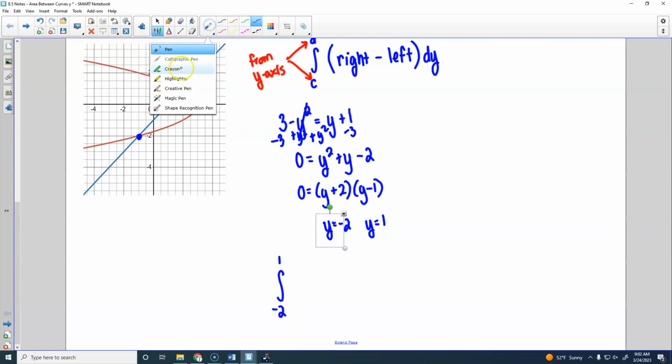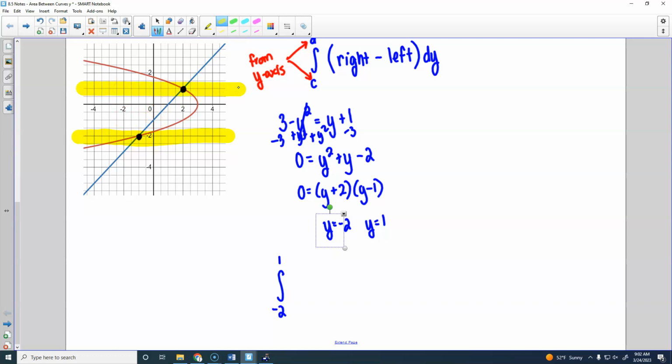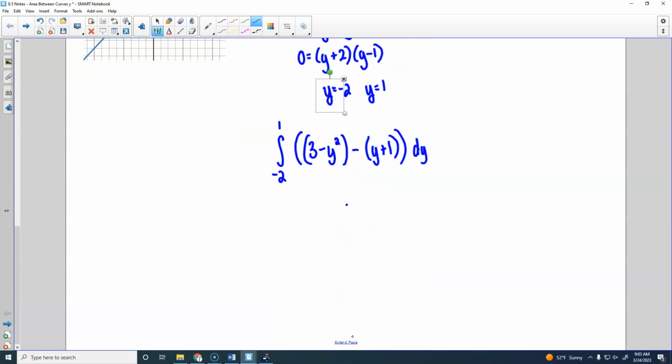Notice I'm thinking of my y-axis here, negative 2 to positive 1. I'm not thinking about the x coordinates, I'm thinking about the y coordinates because everything's in terms of y. Then we have our right function, which is the red one, 3 minus y squared, minus our blue function, which is on the left, y plus 1. And we put a dy because we're integrating in terms of y.